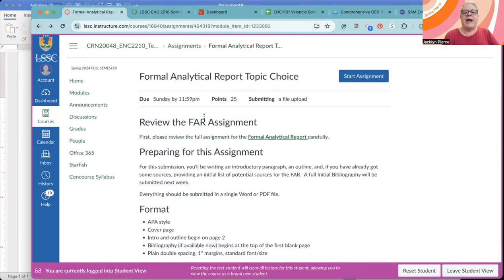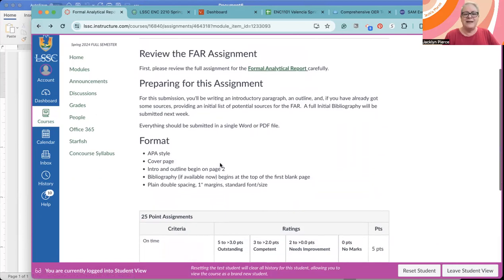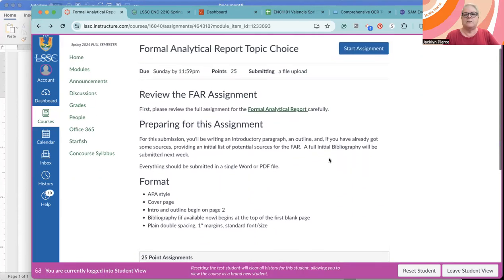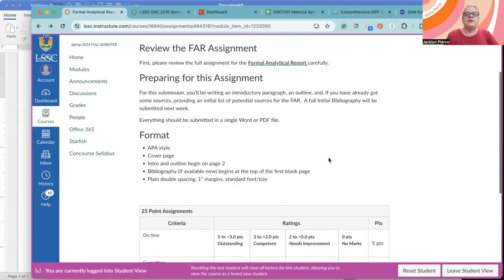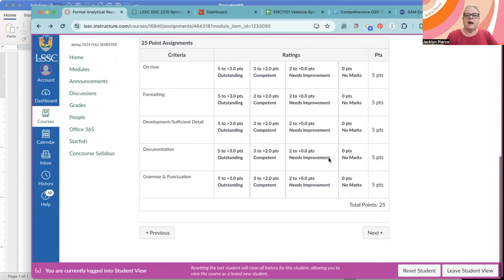All right, so that's the assignment itself. For this week's assignment, for this submission, you'll be writing an introductory paragraph, a rough outline, and if you have found some sources, you're going to include those as well. You will give me a full bibliography next week. So if you don't have sources yet, not a big deal, but it's a good idea to have that. This is going to be done in a Word document.